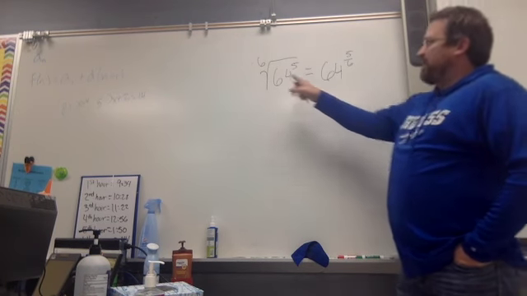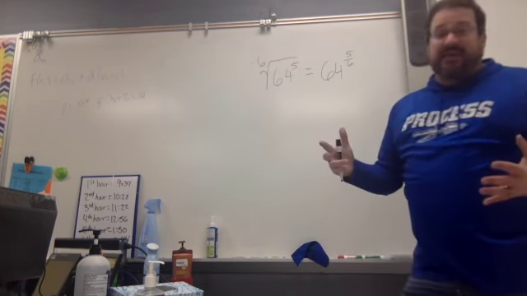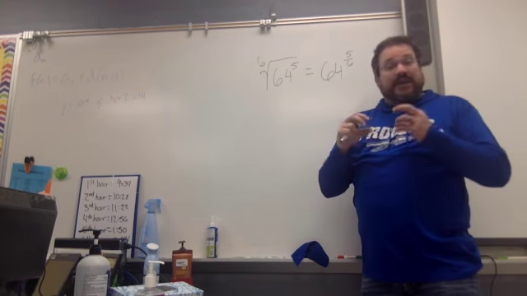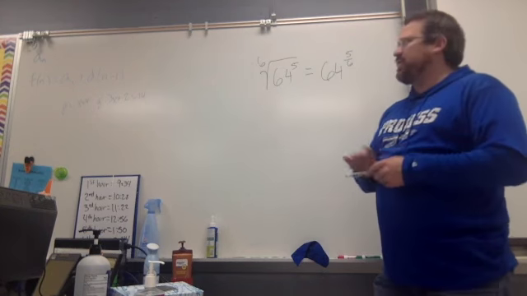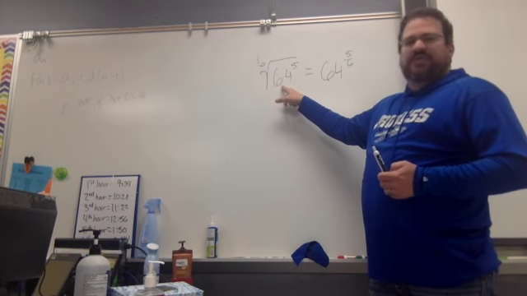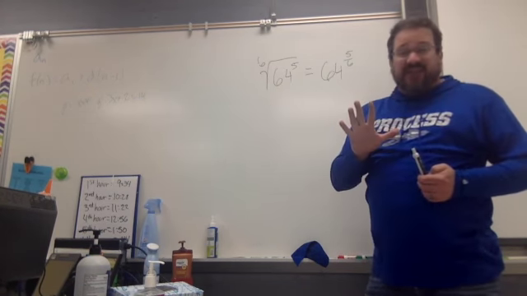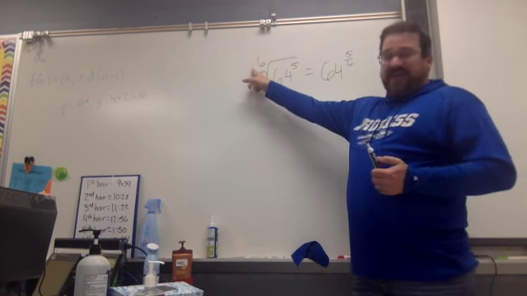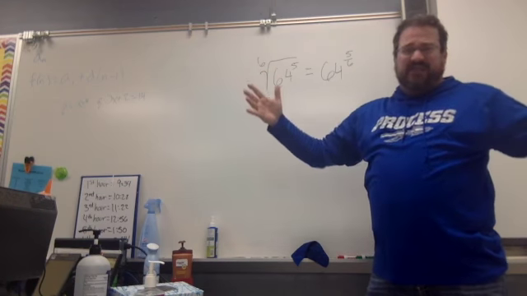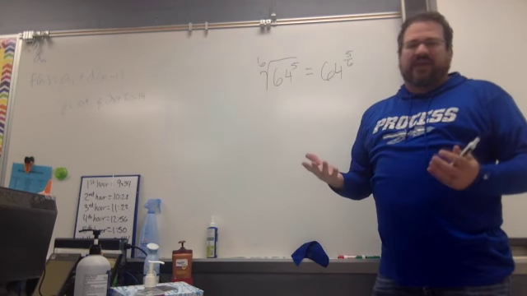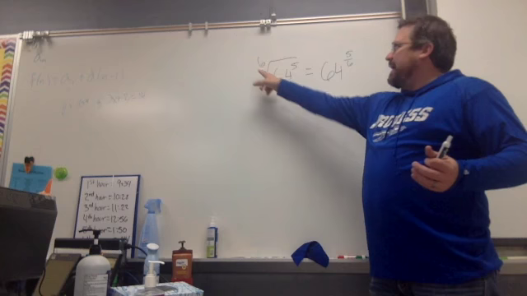Now, I always like to do the root first if I can, because when I take a root, it makes it a smaller number, and I always like to have smaller numbers. If I do it the other way, I have to do 64 times 64 5 times, and then I'm going to have to figure out what number times itself 6 times gives me that gigantic number. I don't know that. I would have to have a calculator to do that. However, I can do this.